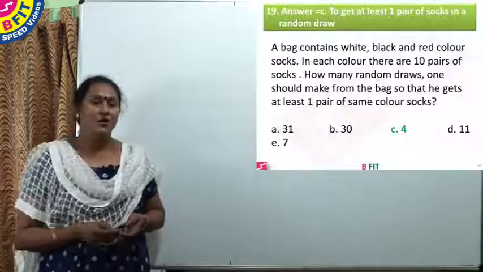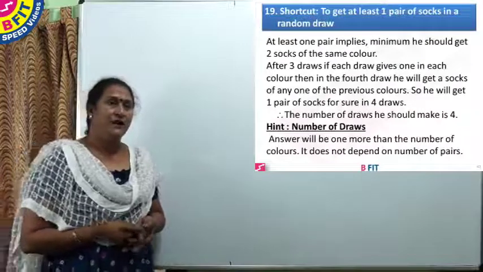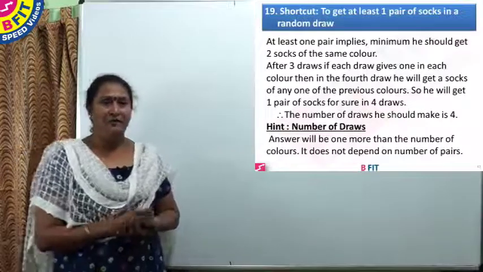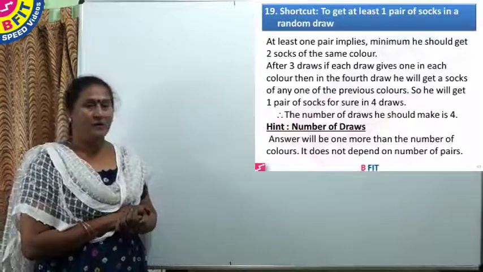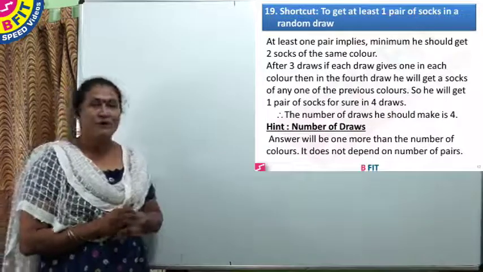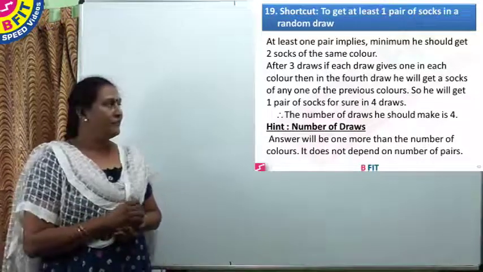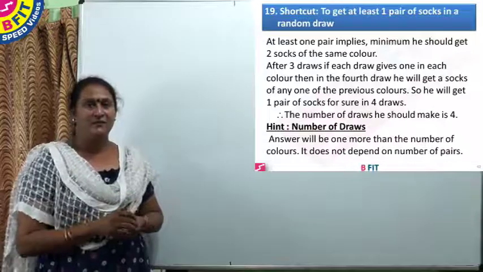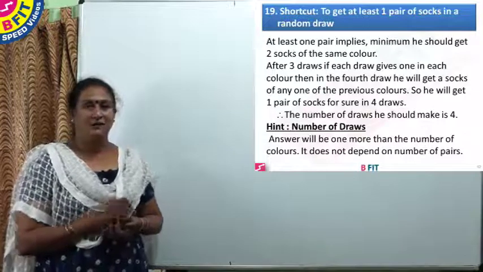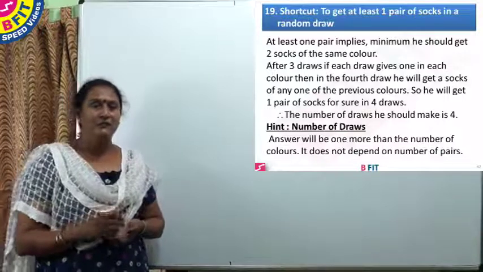And the answer is option C, 4. So to get at least one pair, the number of draws should be one more than the number of colors. Here the hint is, you see how many colors are there, so plus 1 will be the answer. Here we have 3 colors plus 1, so 4 is the answer. So one has to make 4 random draws to get at least one pair.